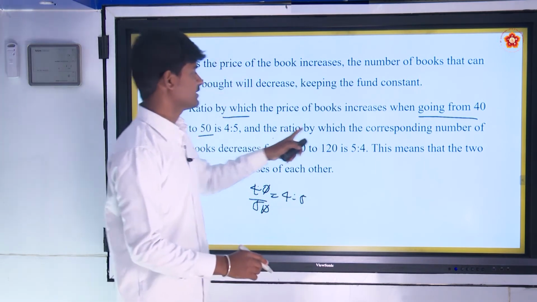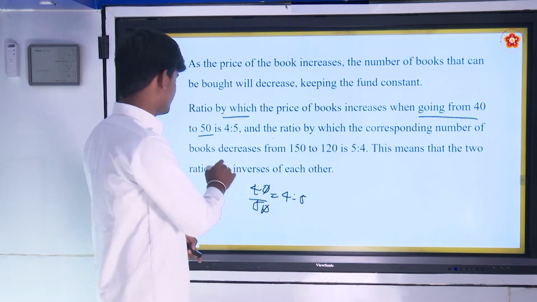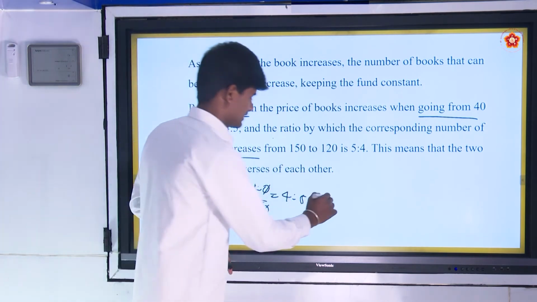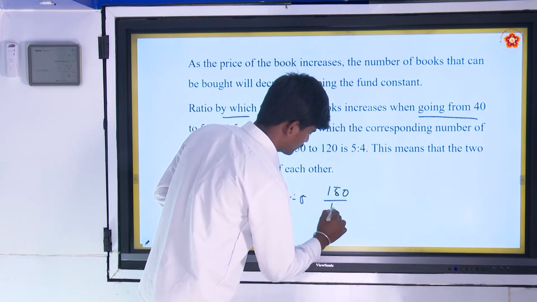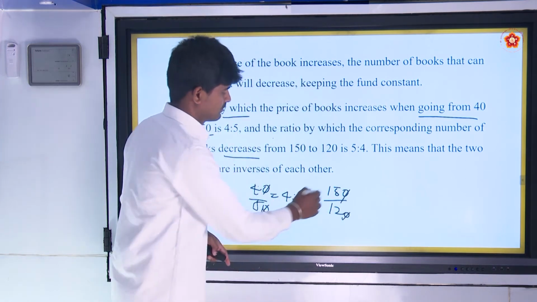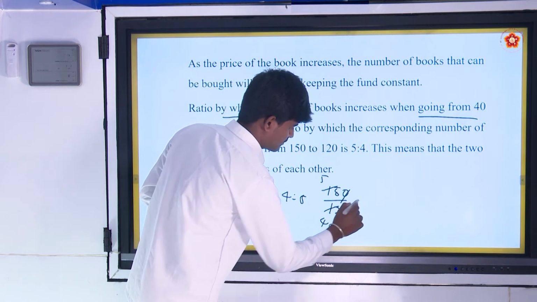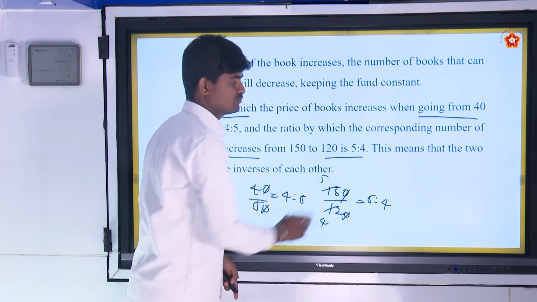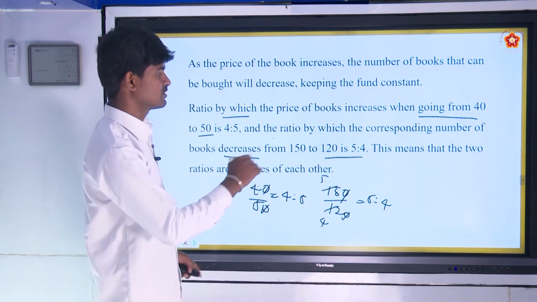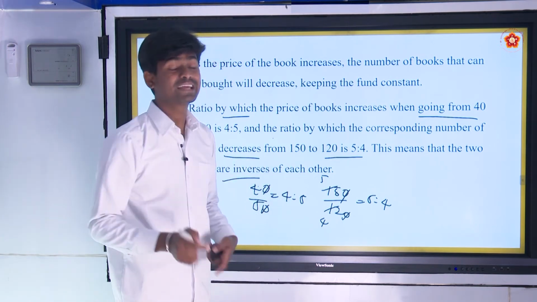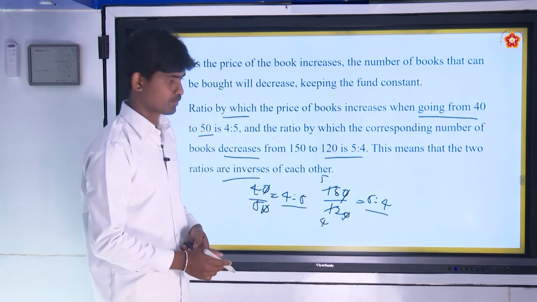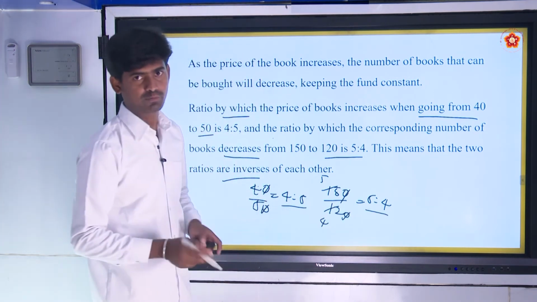Yes, and the ratio by which the corresponding number of books will be decreased, from 150 to 120. Cancelling, 3 5s are 15 and 3 4s are 12, so it is 5:4. This means that the two ratios are inversely proportional to each other. It is 4:5 and 5:4, but when we multiply, it will be the same.